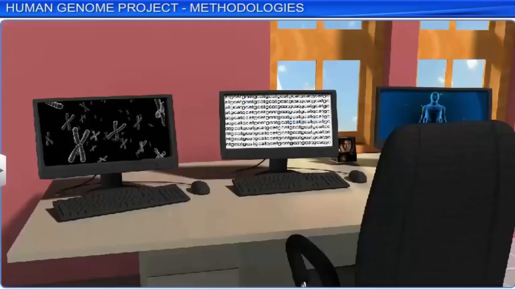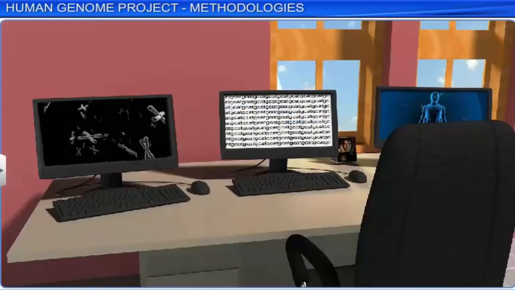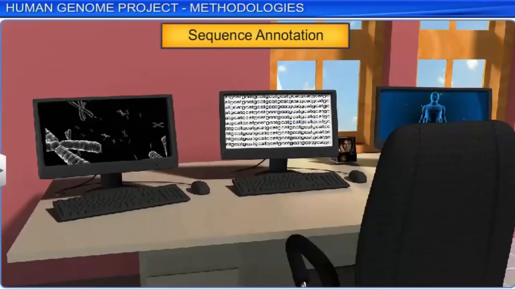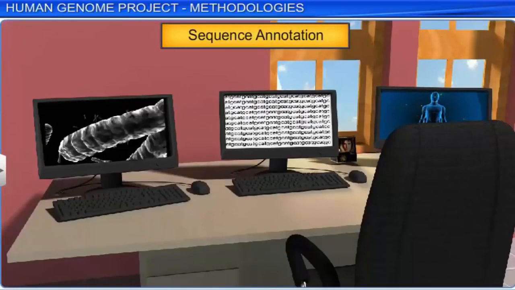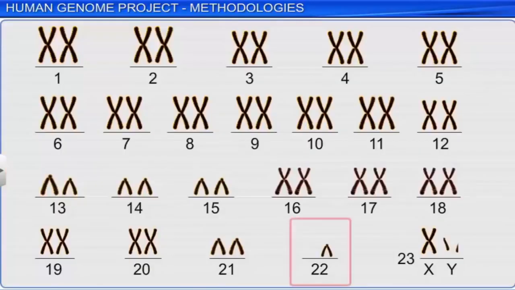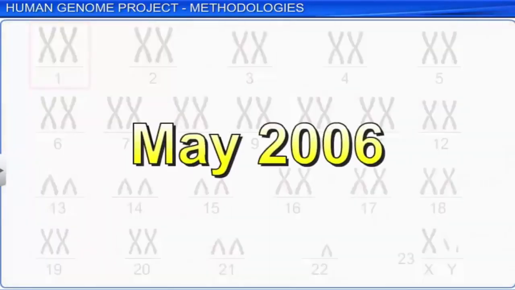Therefore, specialized computer-based programs were developed that annotated these sequences and assigned them to a chromosome. Out of the 22 autosomes and 2 allosomes X and Y, chromosome 1 was the last to be sequenced, in May 2006.